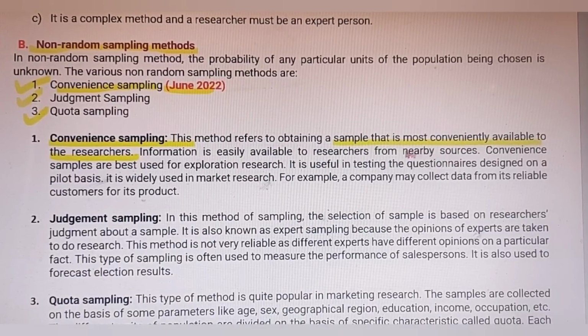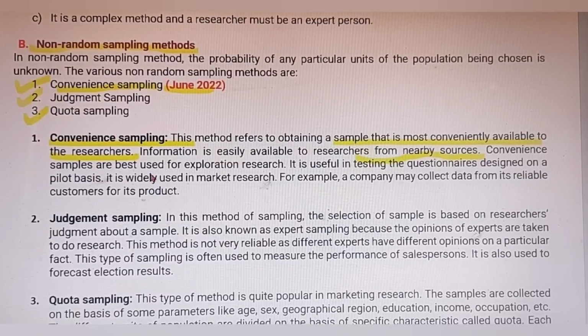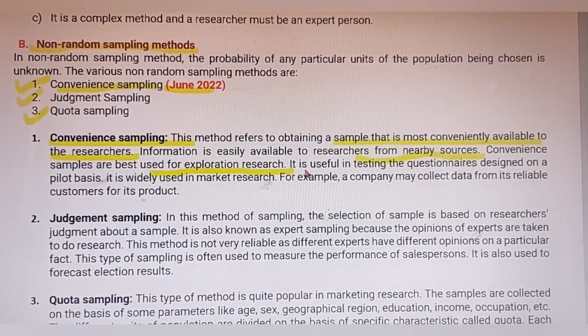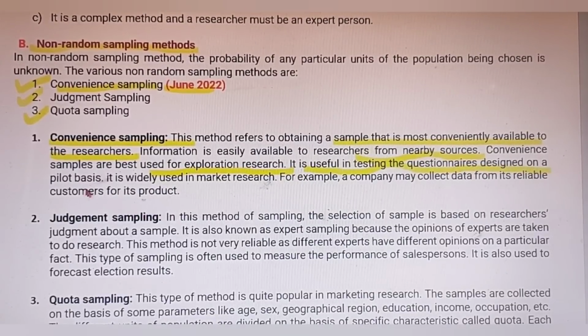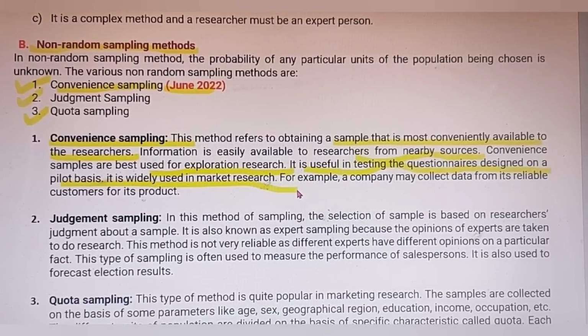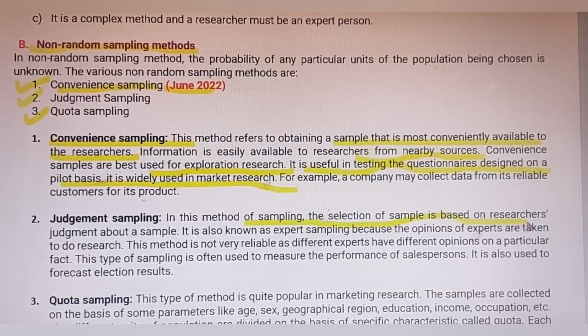Information is easily available to the researcher from nearby sources, and these are best used for exploratory research where we need to explore a thing. It is quite useful in testing a questionnaire designed on a pilot basis, and it is widely used in the marketing department. And in judgment sampling, basically it requires the judgment of the researcher.